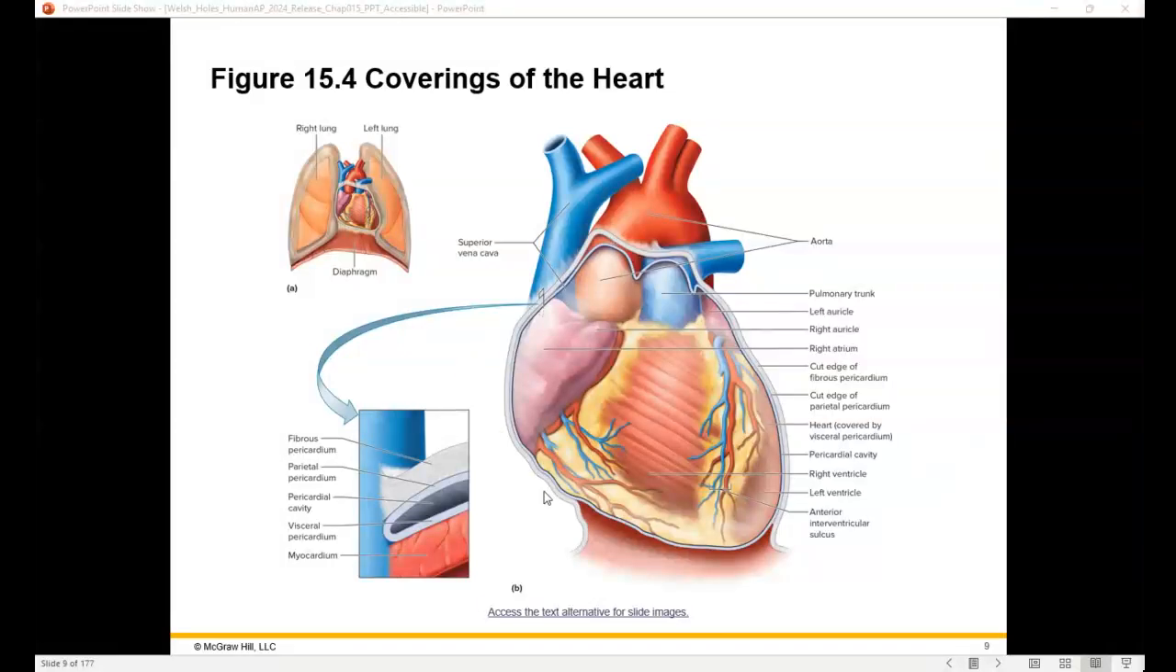Okay, so this shows those membranes. Here is a blown up picture. Again, the fibrous pericardium, parietal, there's the cavity, and the visceral pericardium. And then the heart itself, the myocardium, which is the muscle.